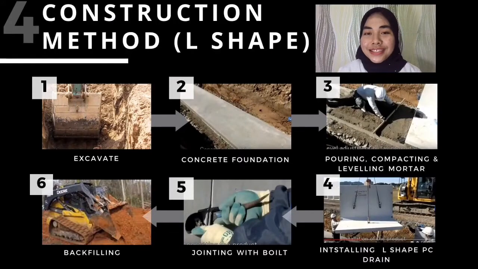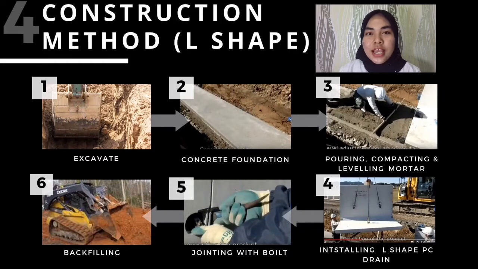So, we move to the next slide, which is the method of construction for precast concrete drainage. First of all, we need to excavate. Excavate trenches to the required level. Second, foundation concrete. This is to prepare the surface before laying the precast concrete drainage. Third is pouring, leveling and compacting the mortar.